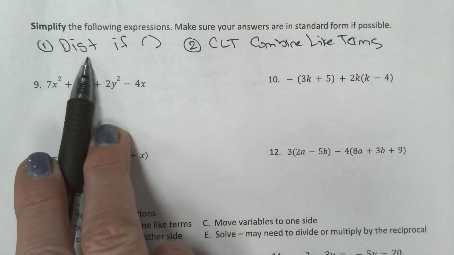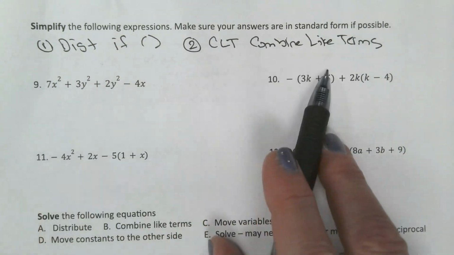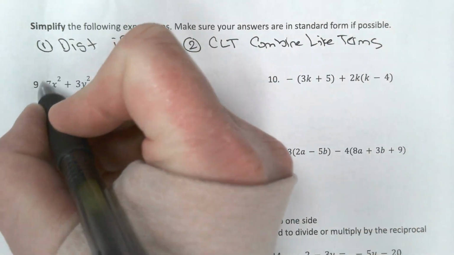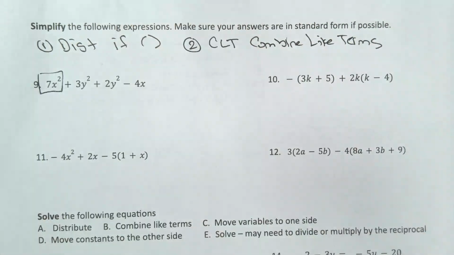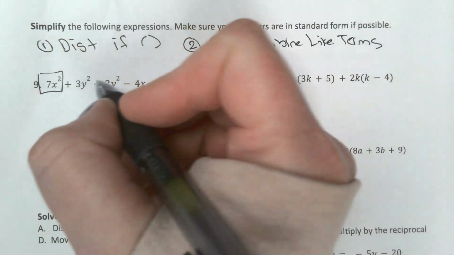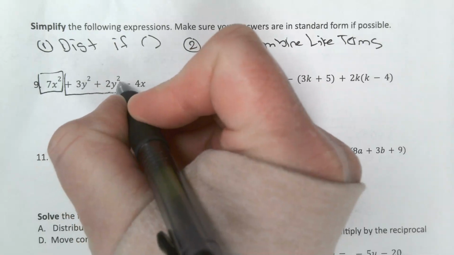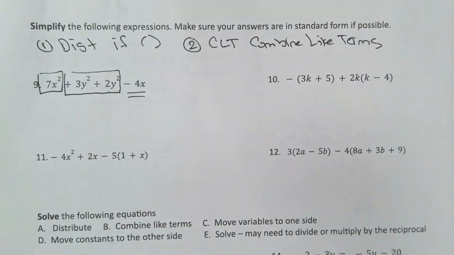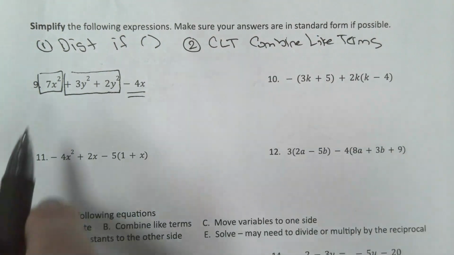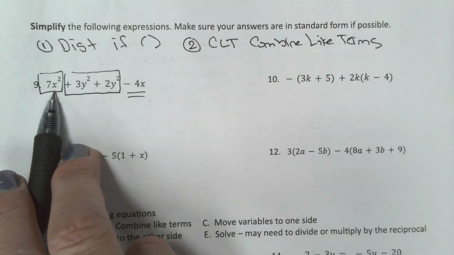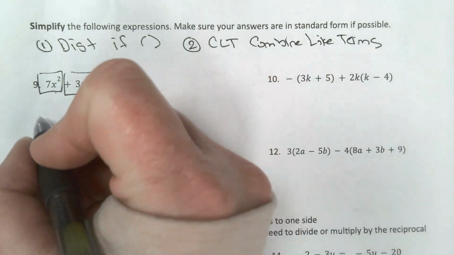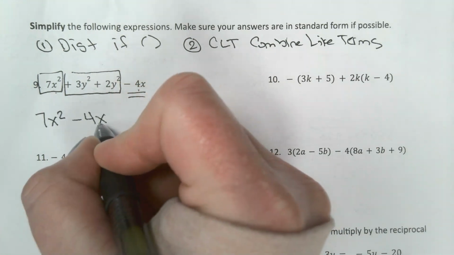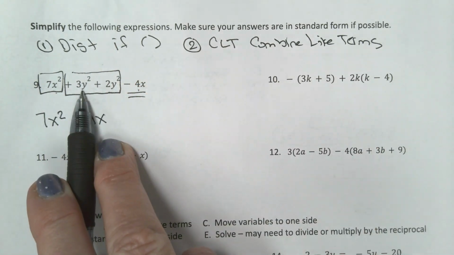All right, so we don't have to distribute on number 9. There's no parentheses. We just have to identify any like terms. All right, so I have an x squared. I don't have any other x squareds. I have these two y squareds, and then I have that minus 4x. All right, so I have 7x squared minus 4x. These are my like terms.